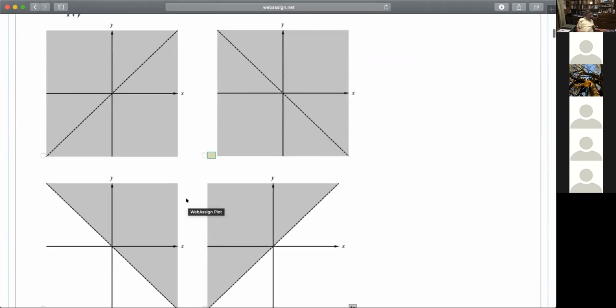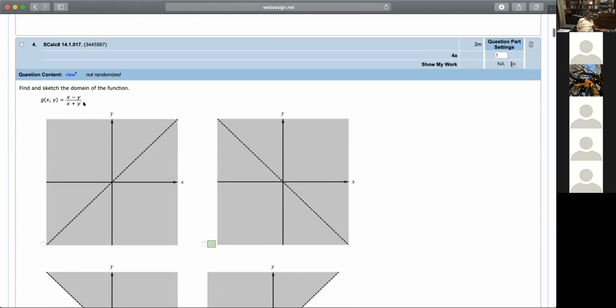So he gives you some problems like that. He gives you something like this. Where does this not make sense when the denominator is 0? The denominator is going to be 0 on this line right here. So this is the one to pick.